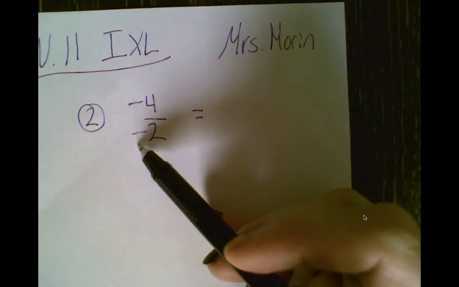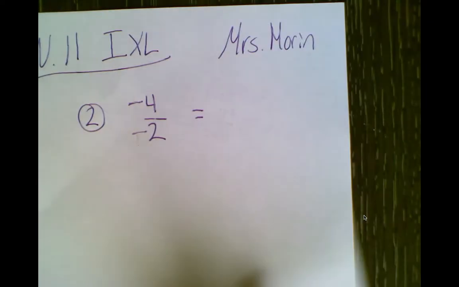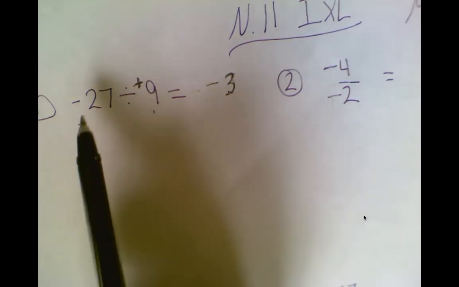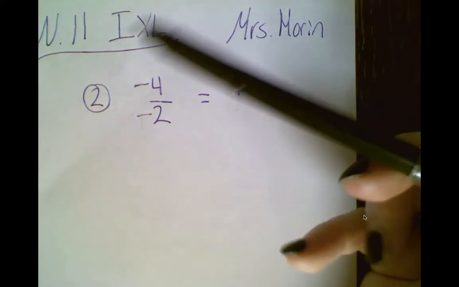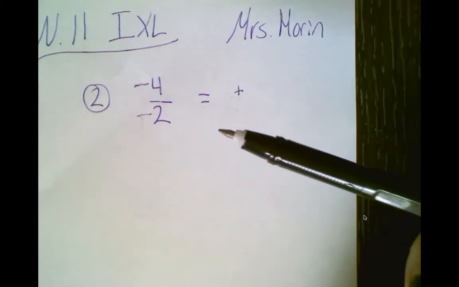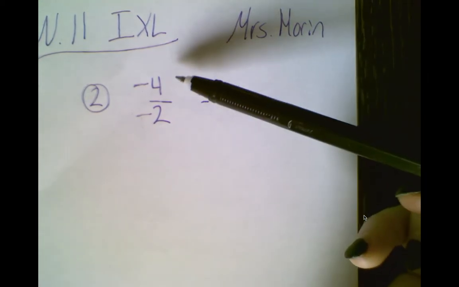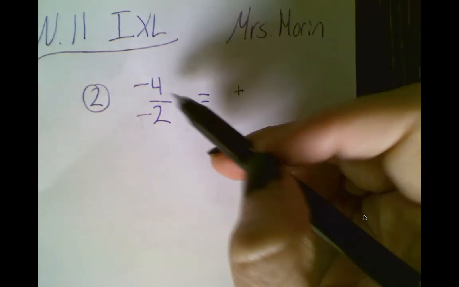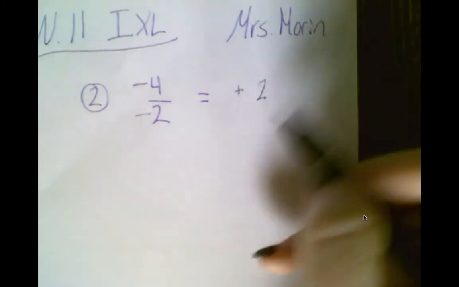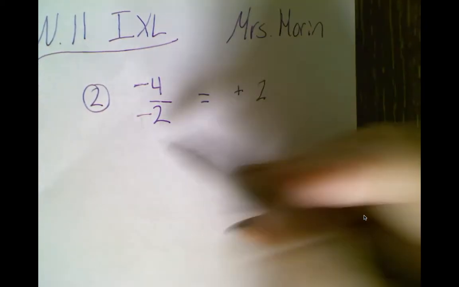Okay, now we have two of the same signs. Last time we had different signs, a negative and a positive, so we had a negative. Now we have the same signs, so our answer is going to be positive because they technically canceled each other out. Negative 4 divided by a negative 2 is the same thing as saying 4 divided by 2. So what number times 2 equals 4? It's going to be 2.